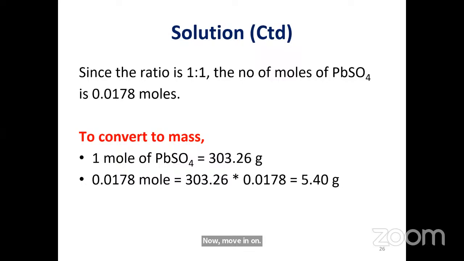Somebody said the oxygen is not balanced. Why is the oxygen not balanced? Go back to the equation. The oxygen is balanced. There's nothing wrong with the oxygen. Look at it properly.